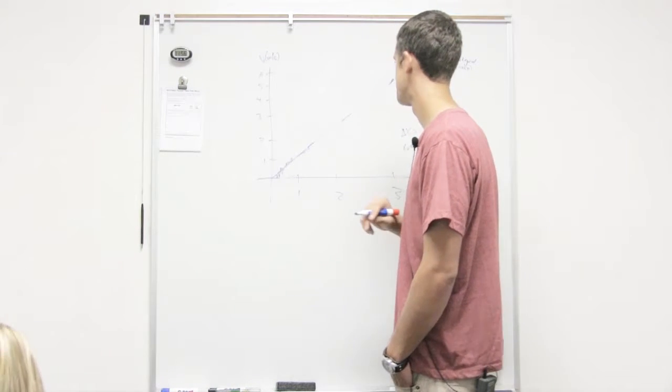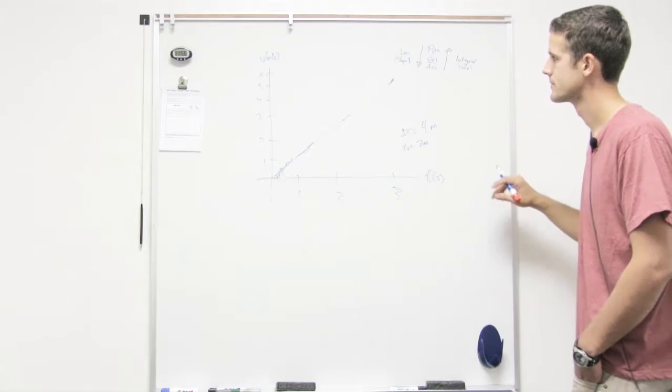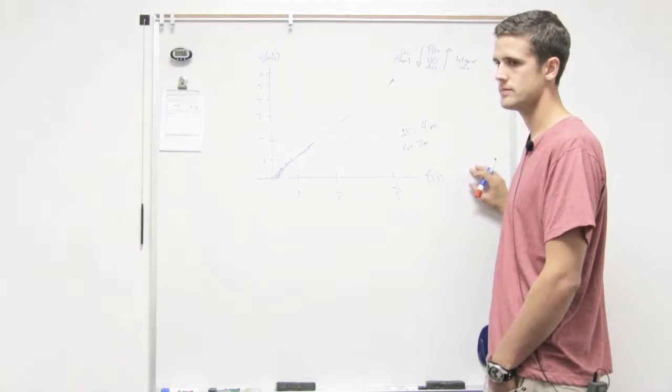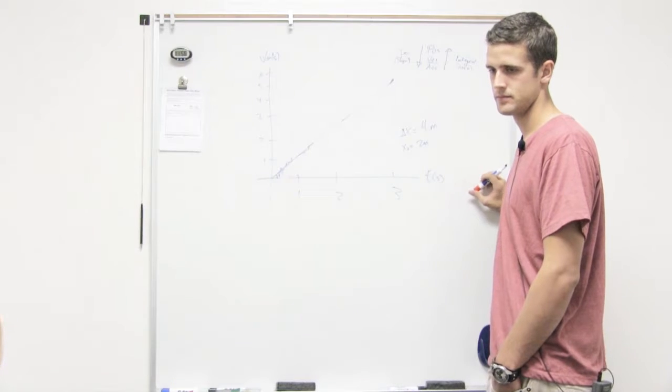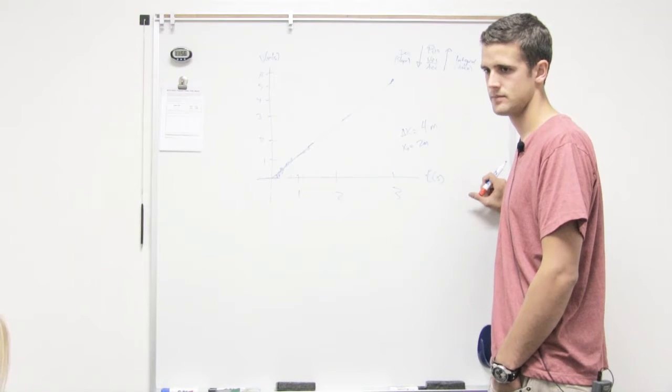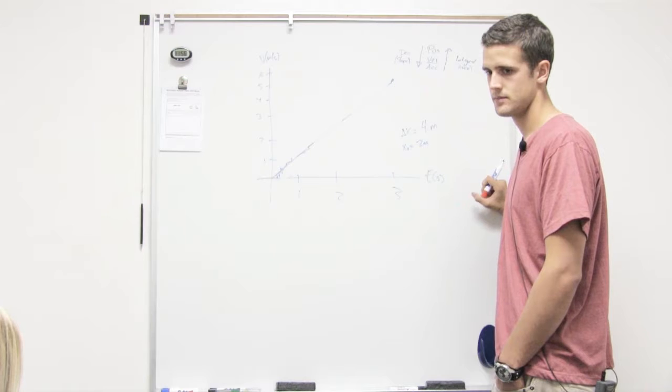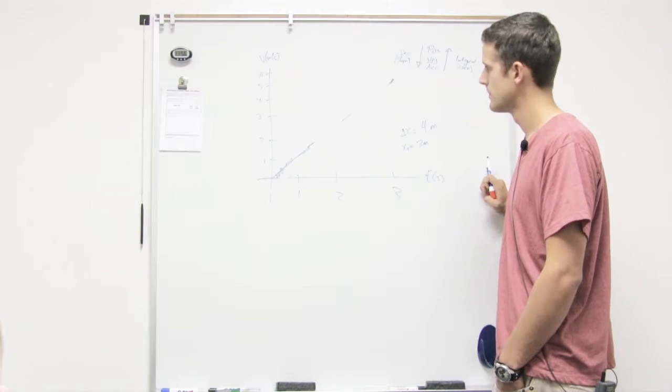Okay, so now we need to find acceleration. So now we need to find the derivative. So that's just the slope. Okay, so if we start at 2, is it just 1 over 2?